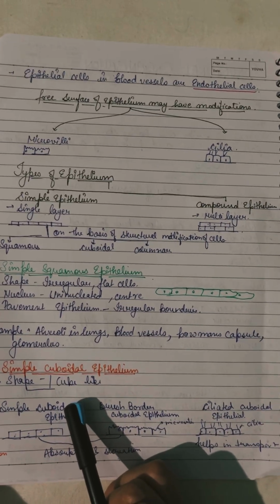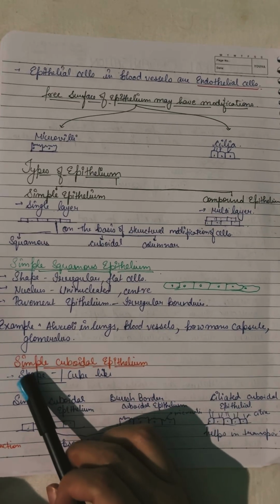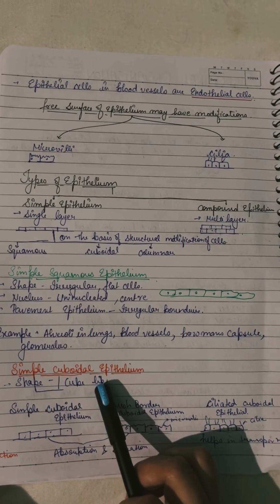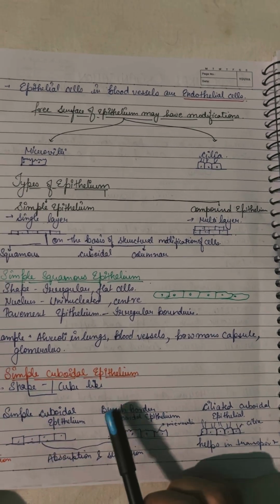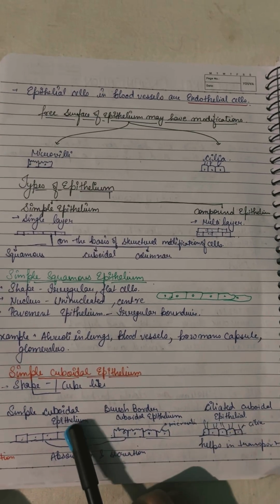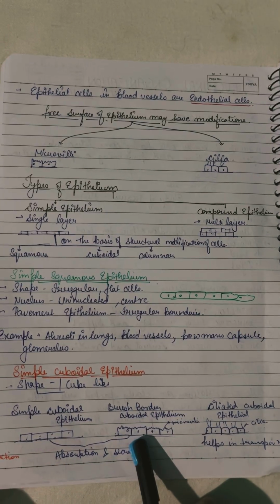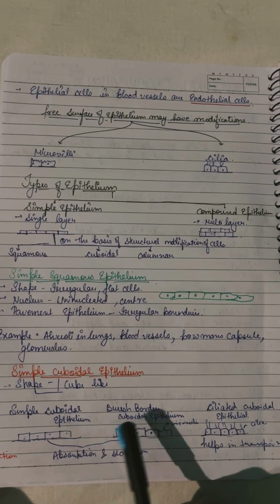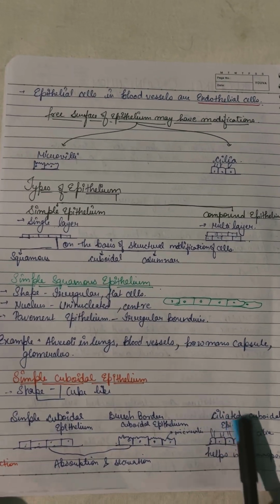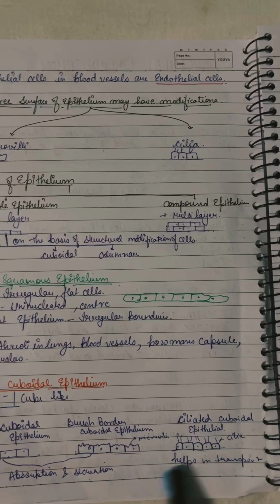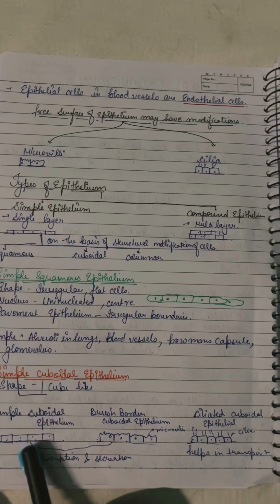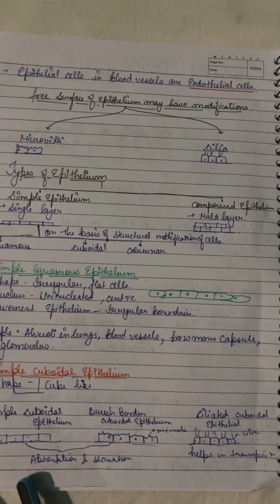Then comes the simple cuboidal epithelium. As you can see, the shape is cube-like, cuboidal epithelium. It is further divided into simple cuboidal epithelium, brush border cuboidal epithelium, and ciliated cuboidal epithelium. Simple cuboidal and brush border are for absorption and secretion. The ciliated one is for transportation and movement, as they have cilia. You have to learn these points.